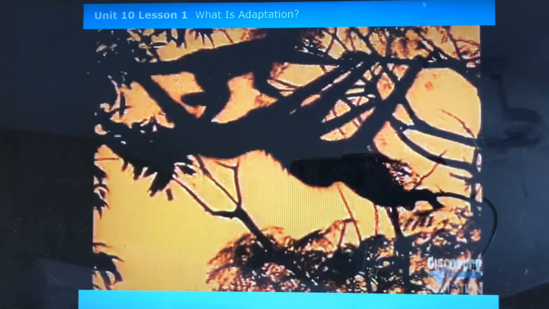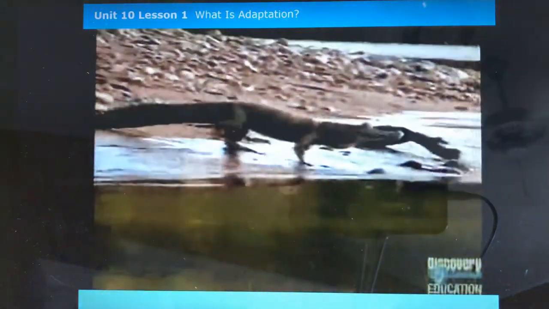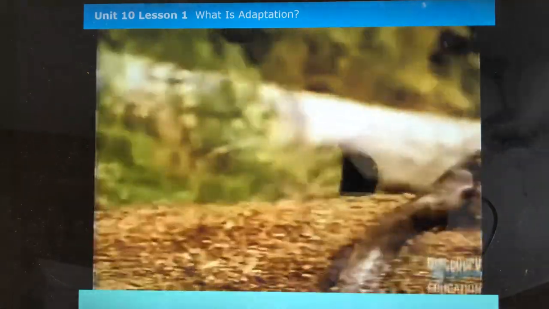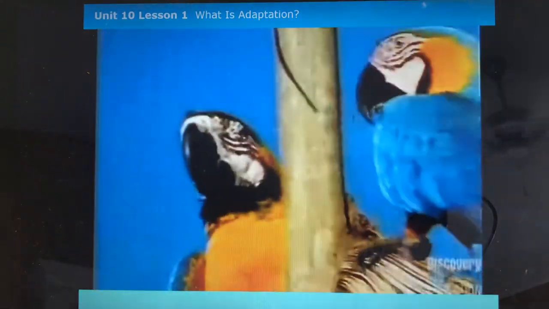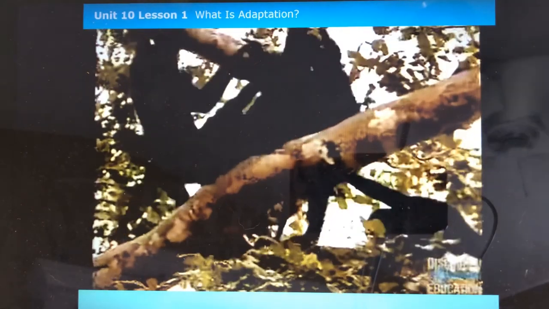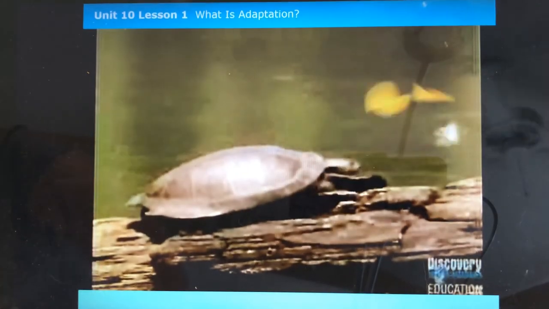Adaptation is the process by which animals and plants become fitted to their environment. Every individual is different, and some individuals are better suited to their environments than others. If these better suited individuals produce more offspring than the less suited, their genes will spread through a larger and larger percentage of the population.